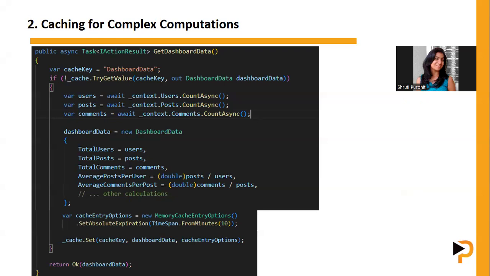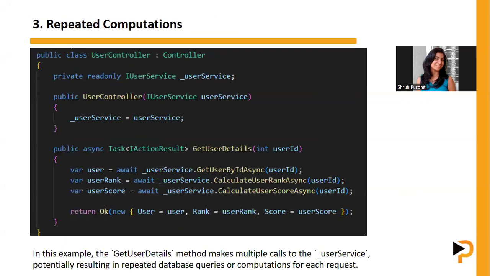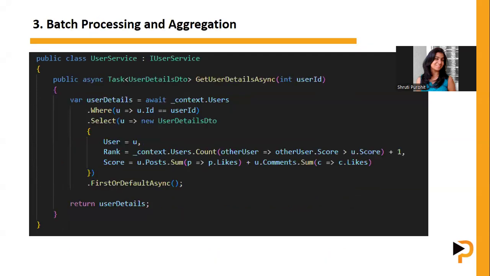Next, repeated computations. Like in the previous code, we have said that there is repeated calculation. In this example, the get user details method makes multiple calls to the user service, potentially resulting in repeated database queries, complex calculations and fetching. So what can we do? We can use a batch process here. Just add the things into the batch, and at one time execute the batch operation.